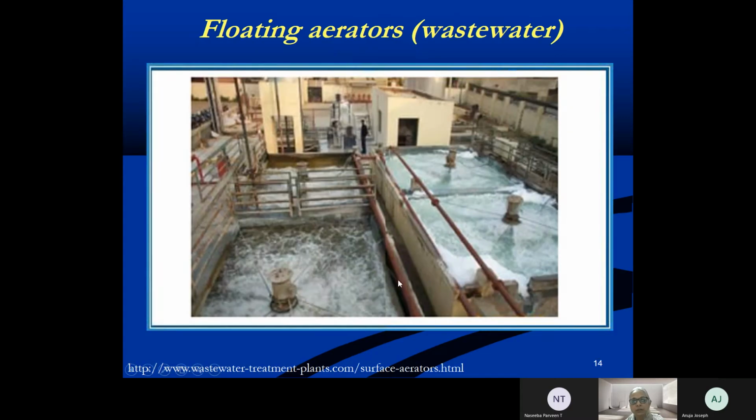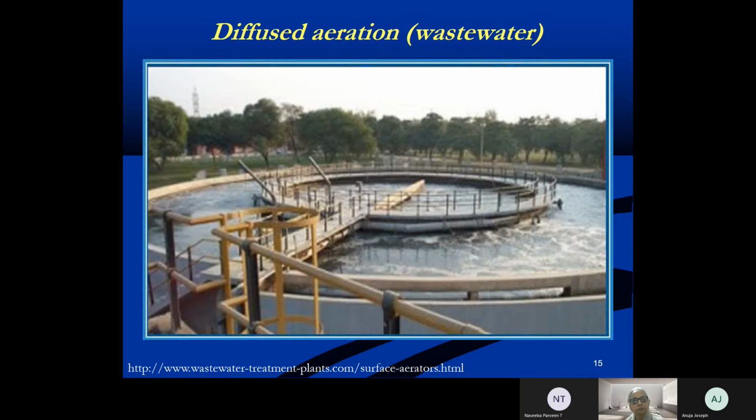These are again turbine aerators. They are tethered to four corners of the tank, and you can see the whole thing is causing lots of turbulence to increase the atmospheric oxygen level inside the water.